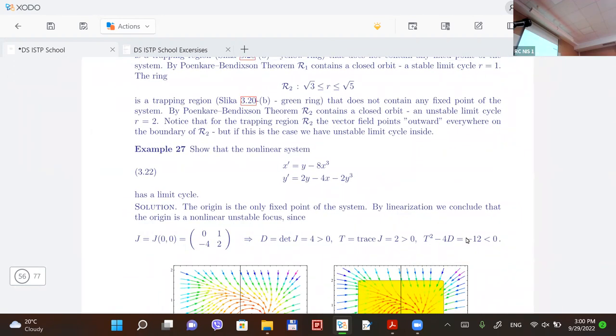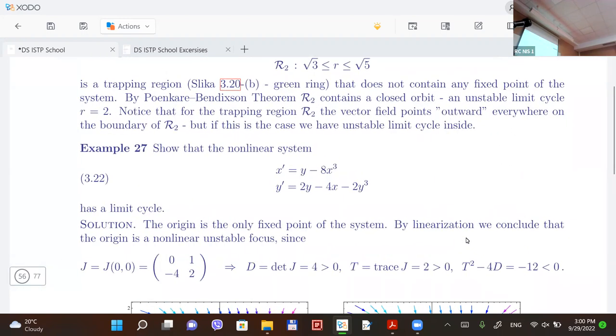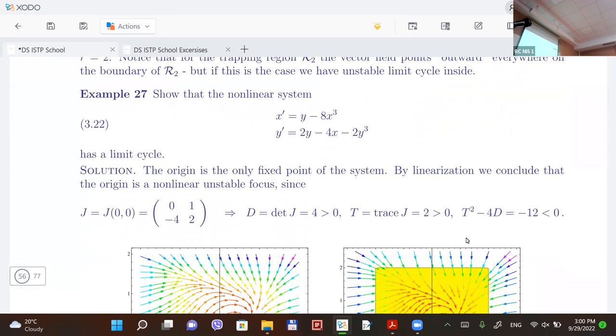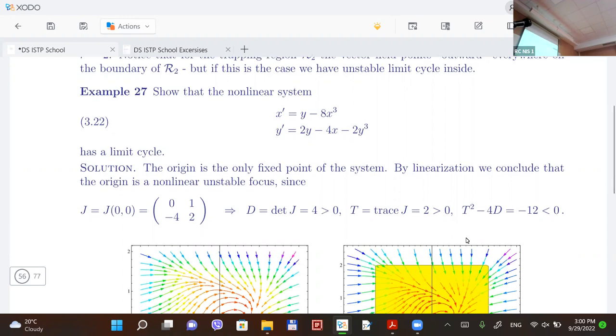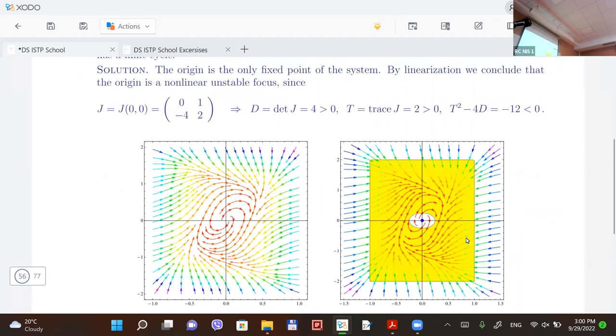So consider this nonlinear system and prove that it has a limit cycle. Of course, always start with the fixed point. The origin is the only fixed point, and by linearization, we now conclude that it is unstable. So I construct the rectangle.